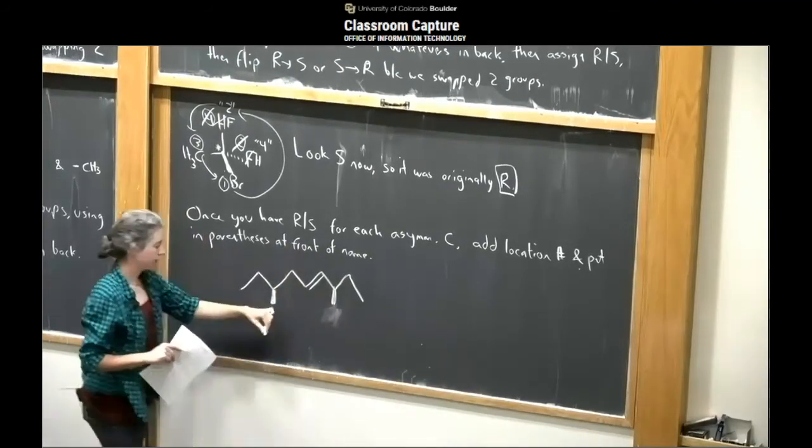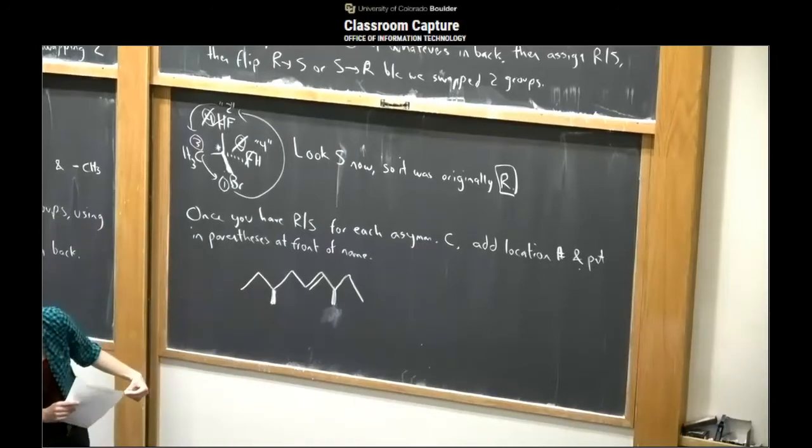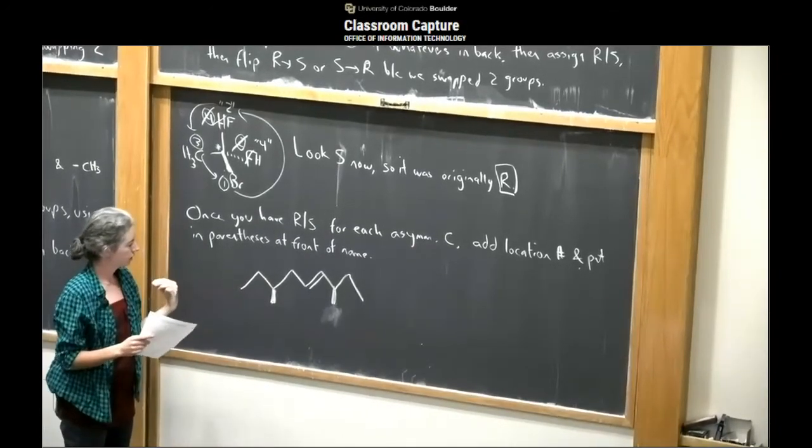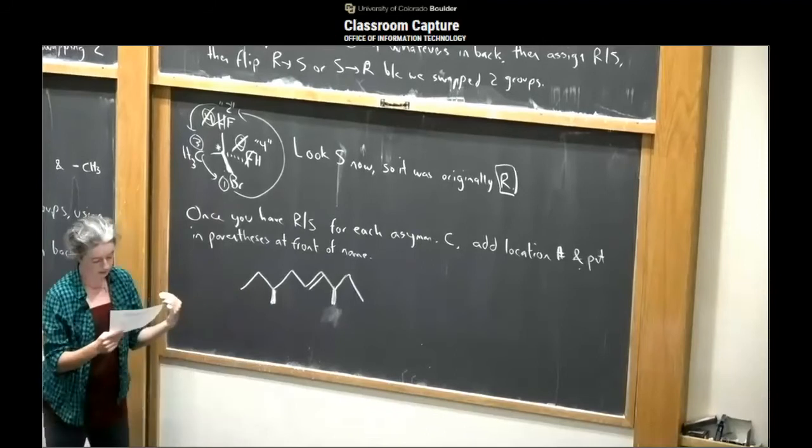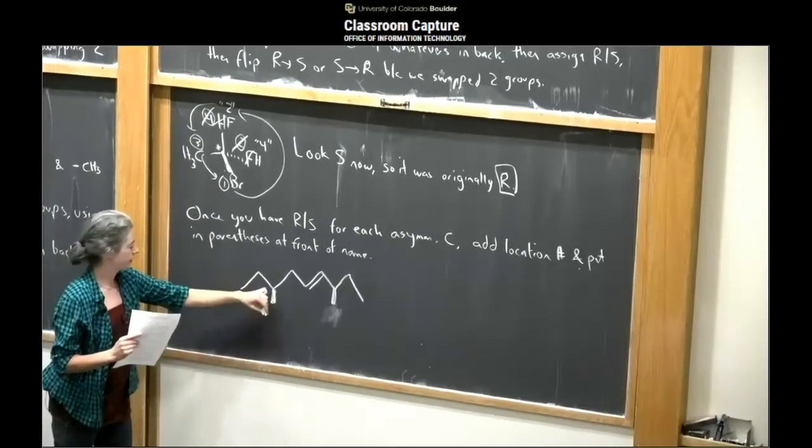I'm going to skip going through R and S for each of these asymmetric carbons, might as well do it in an example. I've got 5 minutes to finish this section, so that should be fine.